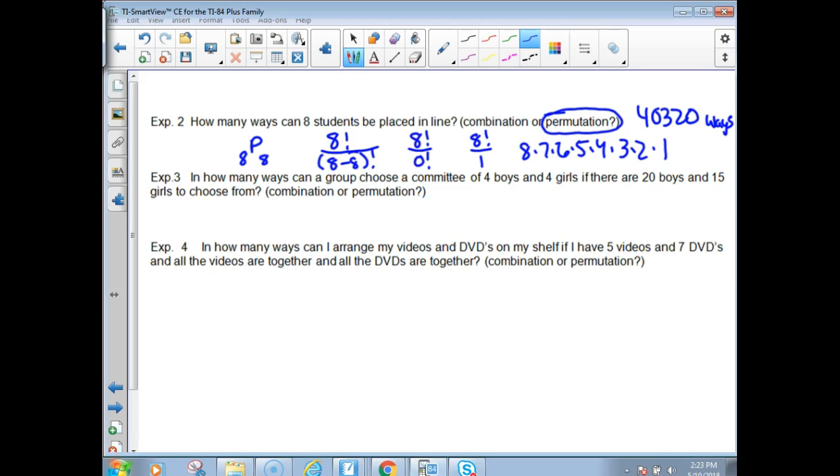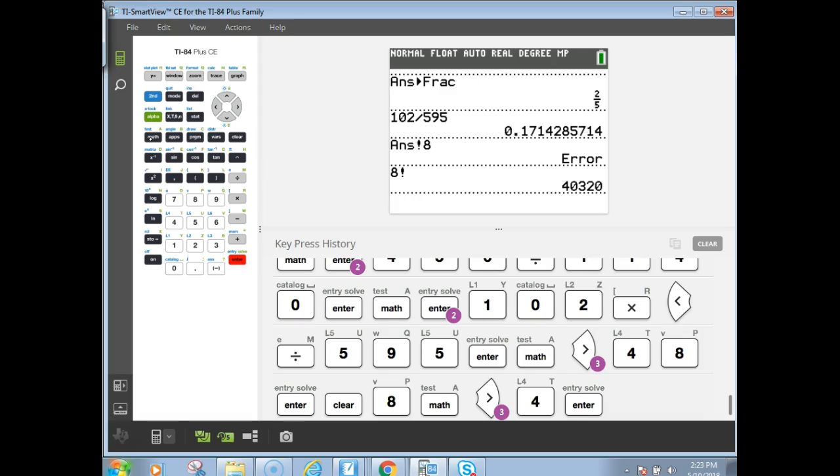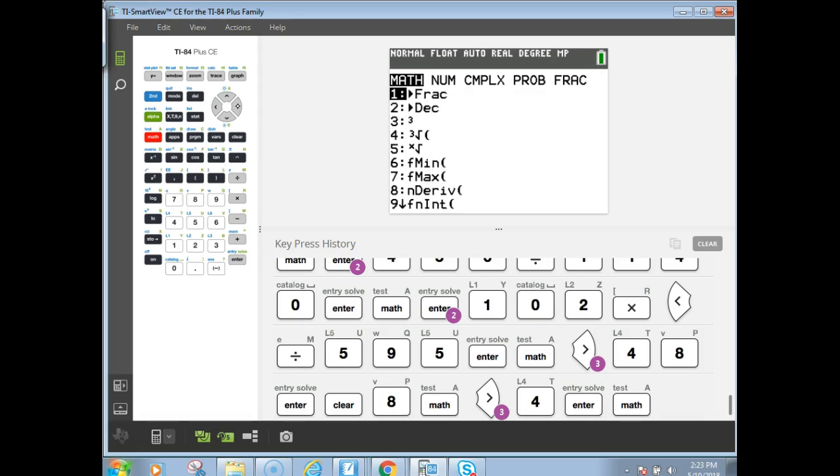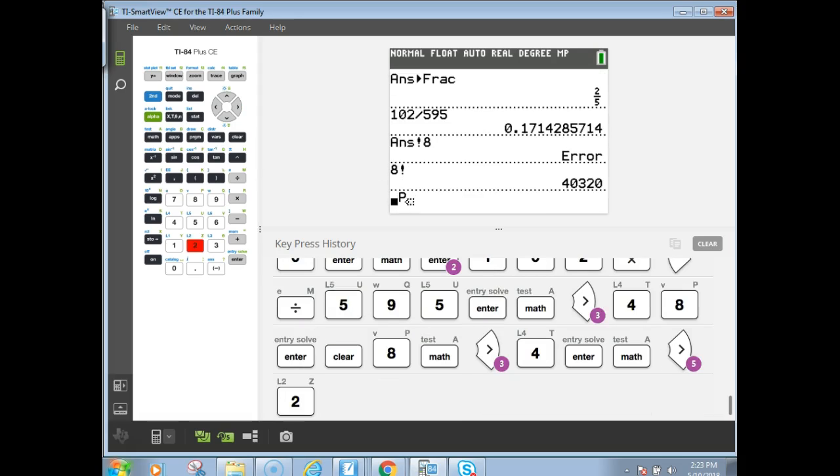Well, I'm going to show you another way to get it. So, math, over to the right. You use choice 2, which is what I said I was going to explain. I'm going to show how you can do 8 factorial and also how you can do 8p8. If you hit choice 2, it gives you the boxes for you to put this in.